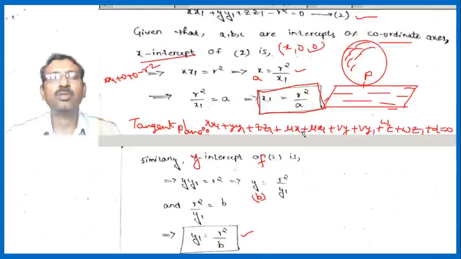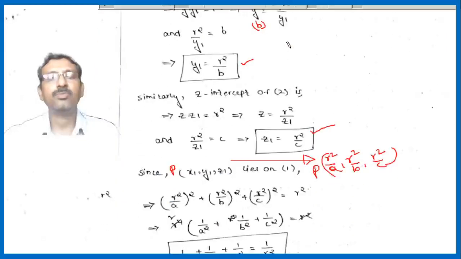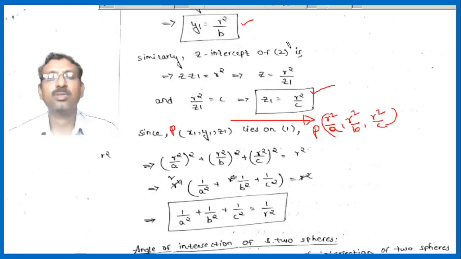equation of the sphere. What is the equation? Here is equation 1: x square plus y square plus z square equal to r square. Substitute the new coordinates of P, the new values of P: r square by a whole square, plus r square by b whole square, plus r square by c whole square, equal to r square. What is the equation of the sphere? Equal to r square.